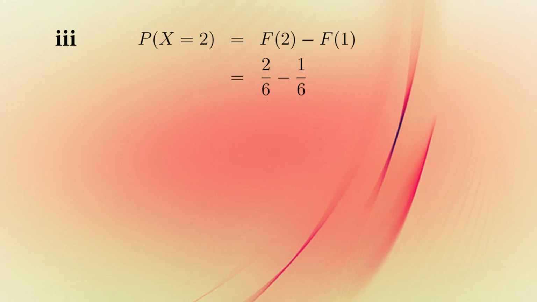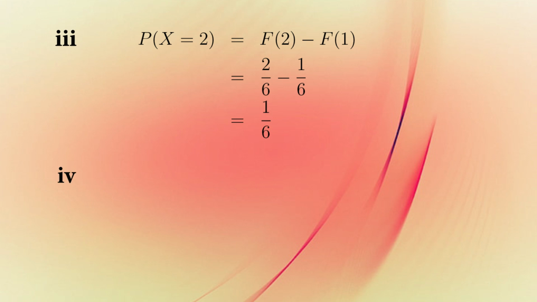With respect to the third sub-question, we are supposed to find the probability of x equal to 2, which is equal to F(2) minus F(1), which is equal to 2 by 6 minus 1 by 6, which is equal to 1 by 6. Hence, the probability that the outcome is exactly equal to 2 is 1 by 6.